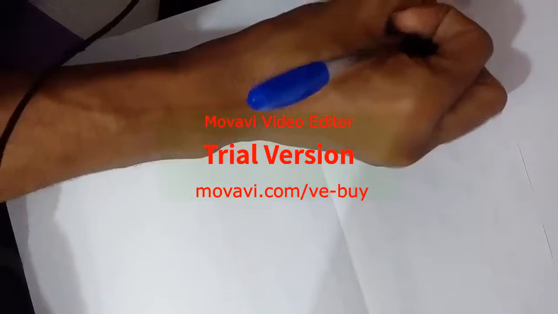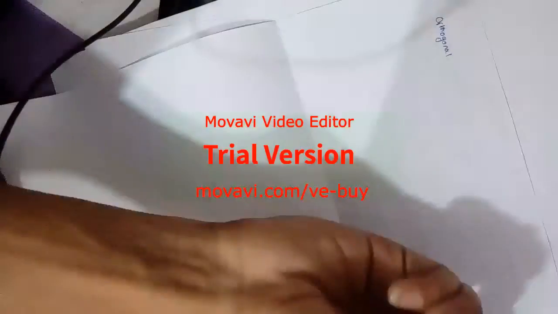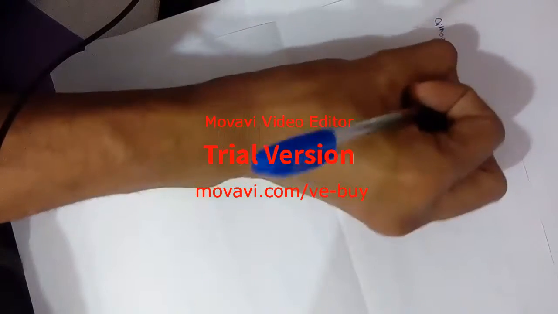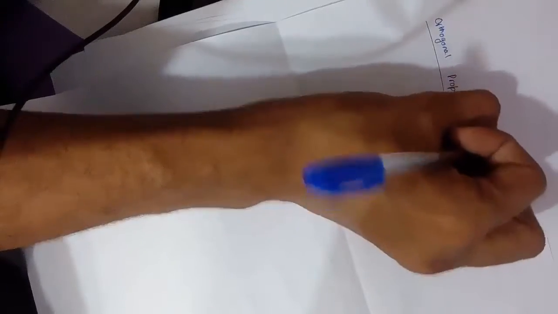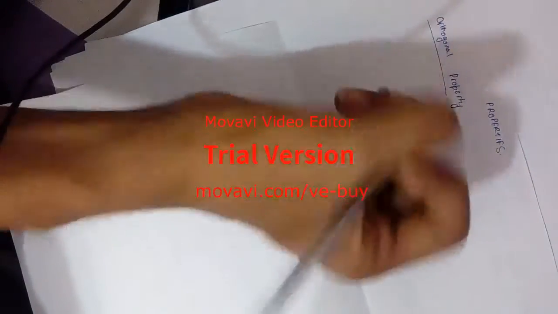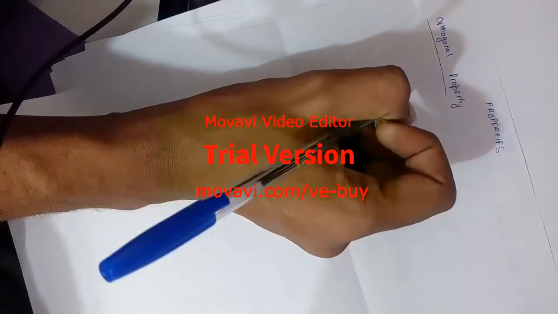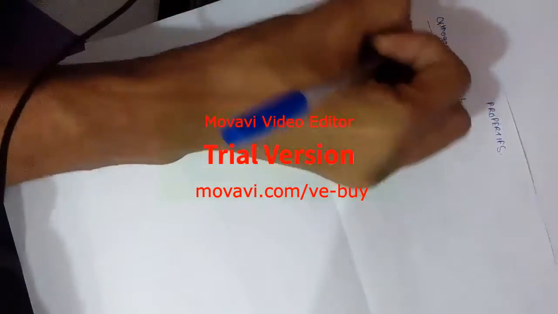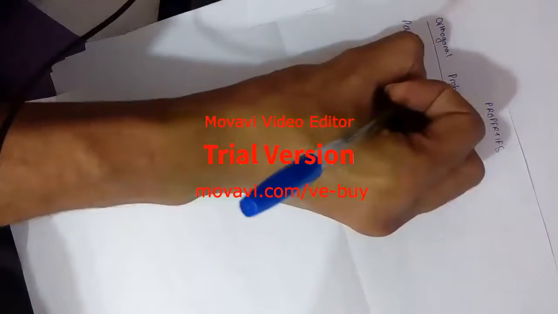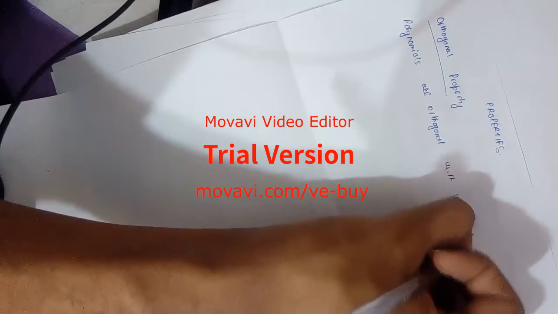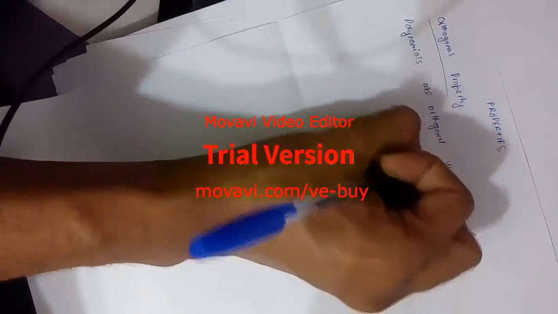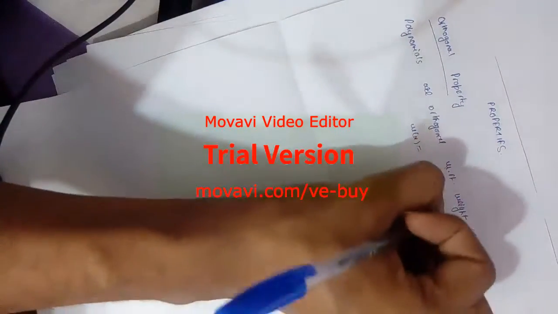Orthogonal property. Hermite polynomials are orthogonal with respect to the weight function, where the weight function, that is wx, equals e to power minus x square or e to power minus x square by 2.